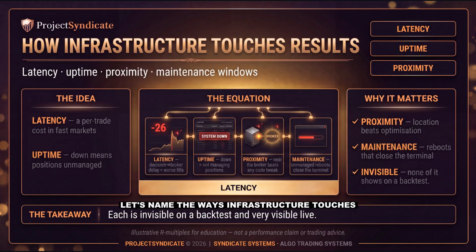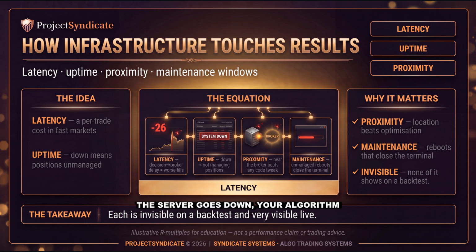Let's name the ways infrastructure touches your results. Latency, the time between your algorithm deciding and the broker receiving the order. On slow or distant infrastructure, that delay means worse fills, especially in fast markets, a direct, per-trade cost.